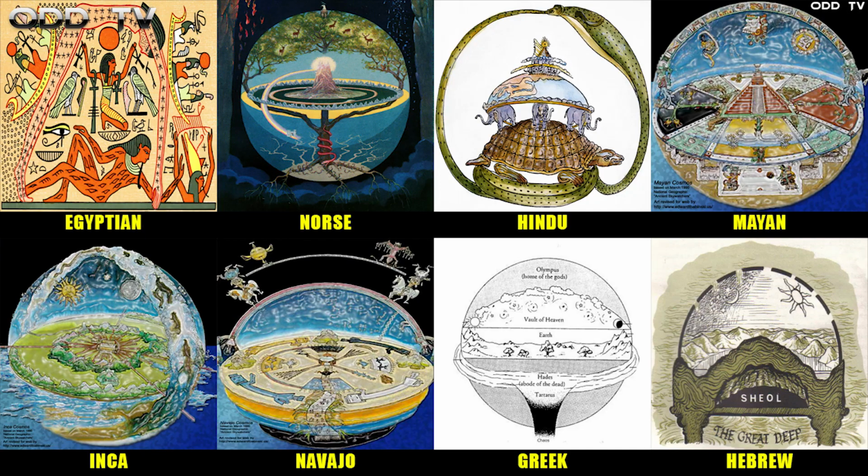The ancients. As you can see here, we have the Egyptian, Norse, Hindu, Mayan, Inca, Navajo, Greek, and Hebrew depictions of a flat Earth. These are the cosmologies that they knew. It wasn't all that long ago that everyone knew with certainty that the Earth was flat and motionless. They also knew that we are enclosed by the firmament and that we have a local sun and moon that circle above us. You see the sun and the moon inside the firmament in most of these depictions. So is there any credence to this idea?